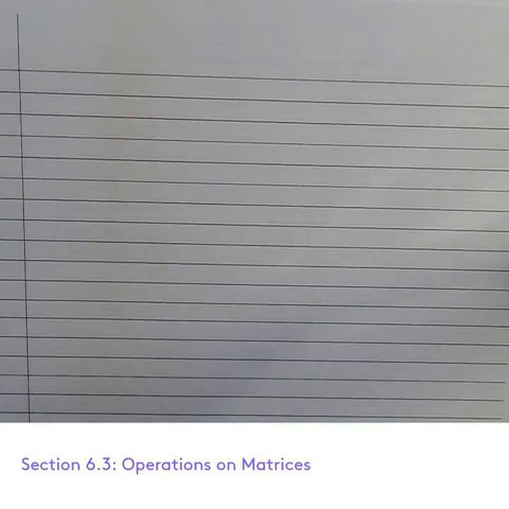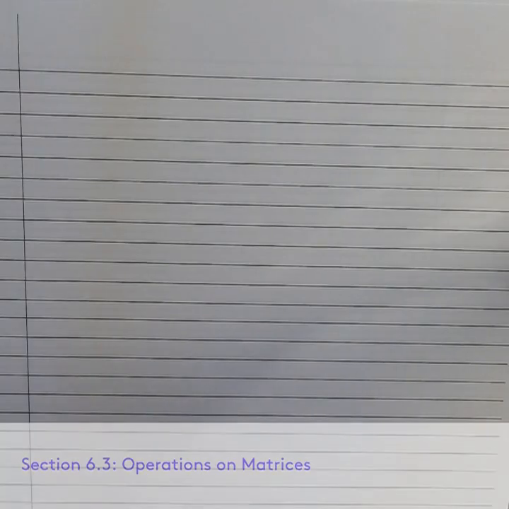Let's take a look now at section 6.3 and talk about operations on matrices. Up until now, we've seen matrices as a tool for solving systems of linear equations. We can take a system of linear equations and write it as an augmented matrix. We can then use that augmented matrix to organize our steps using row operations to reduce the matrix into row echelon form, and then use that to solve our system of equations.